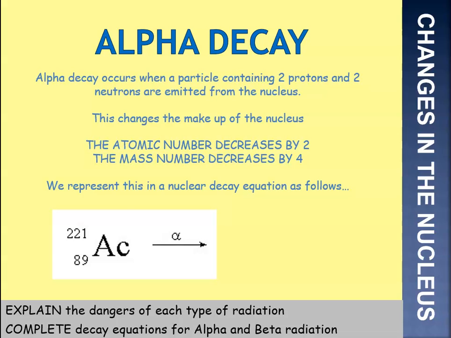So alpha decay occurs when a particle containing 2 protons and 2 neutrons is emitted from the nucleus. This changes the makeup of the nucleus. So here's our rule.